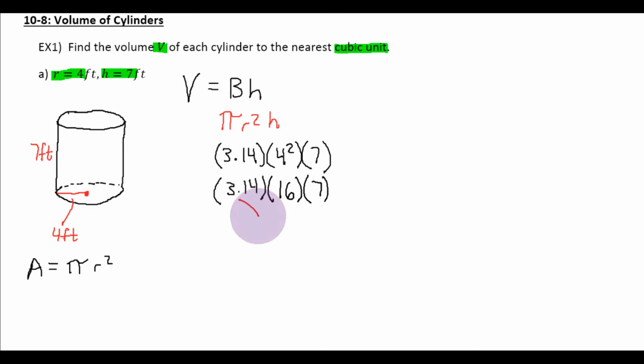So let's multiply 3.14 times 16 first, which will give us a value of 50.24. Let's fix that. That's really sloppy. I want to make that look a little bit neater. So you should have 50.24 here, and that's what I'm going to write down again. 50.24, and I'm going to put that in parentheses, and then I'm going to bring 7 down. We're going to multiply 50.24 times 7.